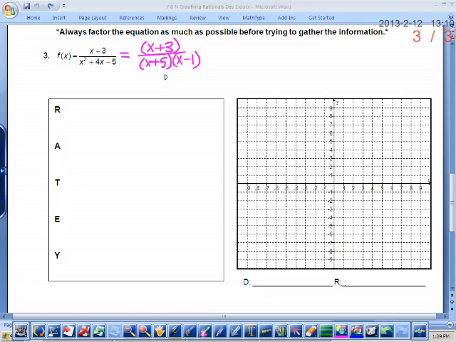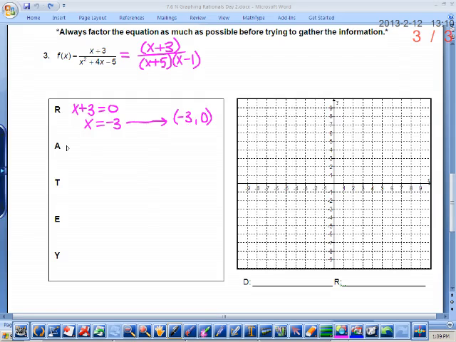R stands for roots. To find our roots, set the numerator equal to 0. So I get x equals -3. But how do I write a root? Good, as a point.